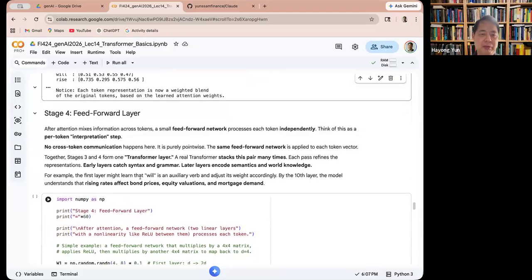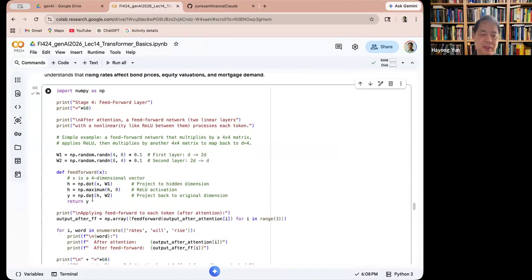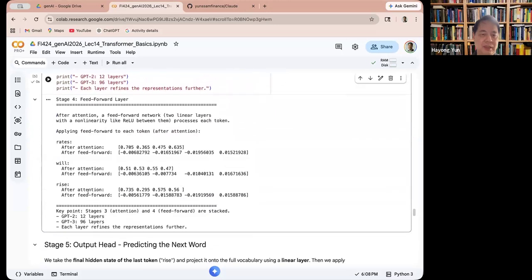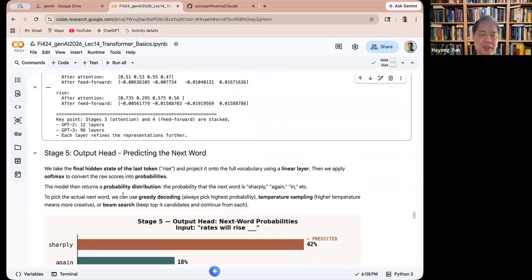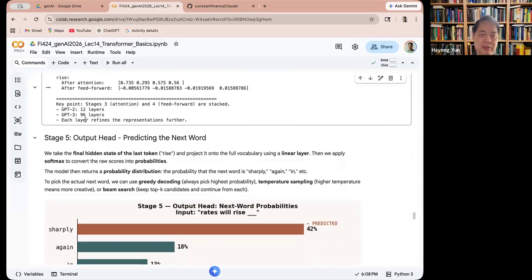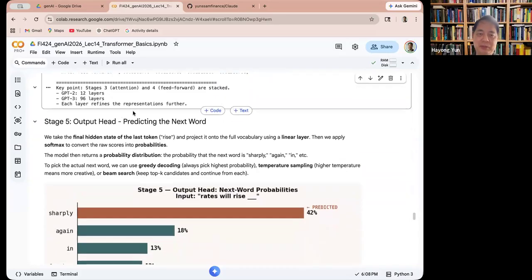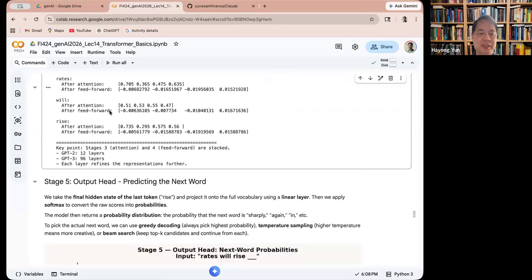And then we have a feed forward layer that processes each token independently. It's a per-token interpretation step. So rates is processed like this, will like this, rise like that. In reality, GPT-3 has 96 layers. It's just a simplified heuristic illustration here.